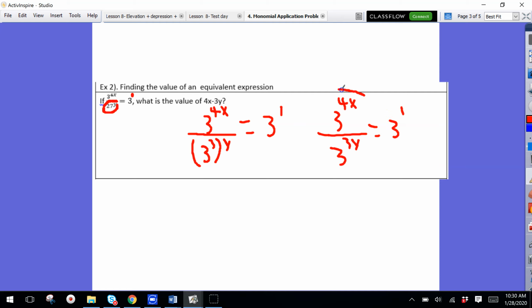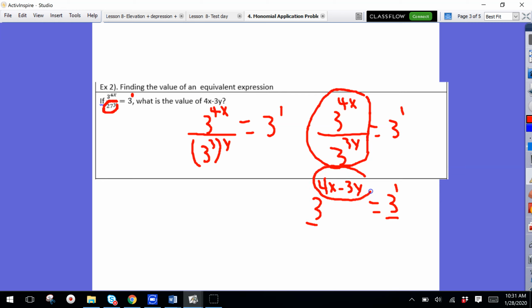Okay, I can simplify this side even more because now they have the same base, and I'm dividing, and I can use my law of quotients, right? My quotient law that says that I can go ahead and subtract my exponents if I'm dividing. So I can condense this to 3 to the 4x minus 3y power, and I need to get this to equal to 3 to the first. Okay, they both have the same base, so in order for them to be equal, they need to have the same exponents. So 4x minus 3y has to equal 1.